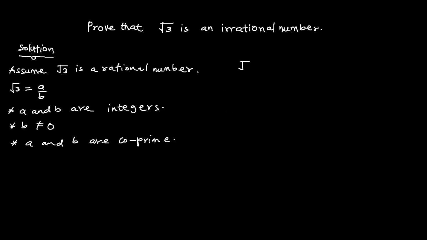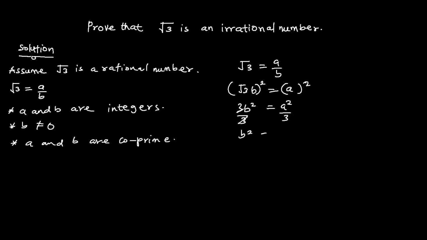So from the square root of 3 equals a over b, I'm going to do cross multiplication. So I have 3 multiplying b to be equal to a. From here, I'll square both sides and this will give me 3b squared equals a squared. Then I'm going to divide both sides by 3. So this 3 will cancel out this 3, and we will have b squared equal to a squared over 3.